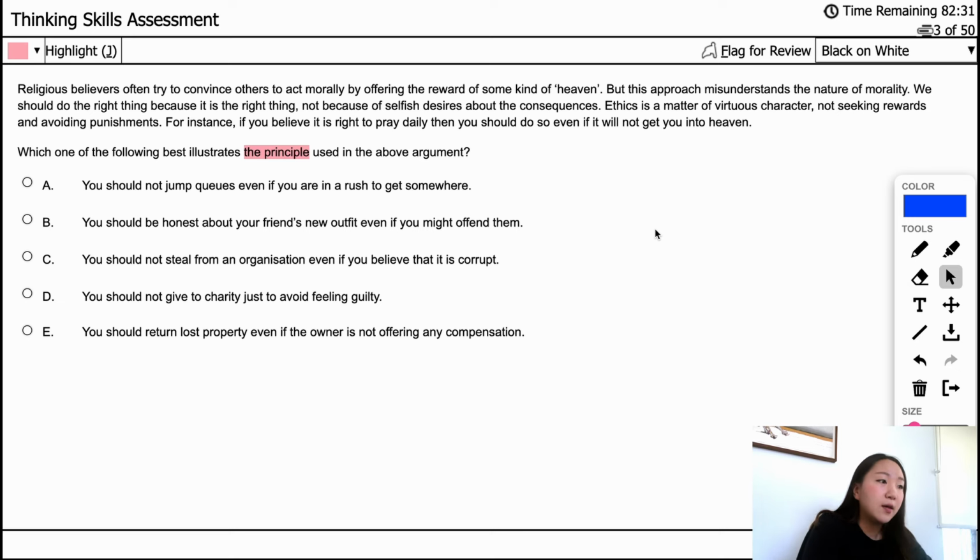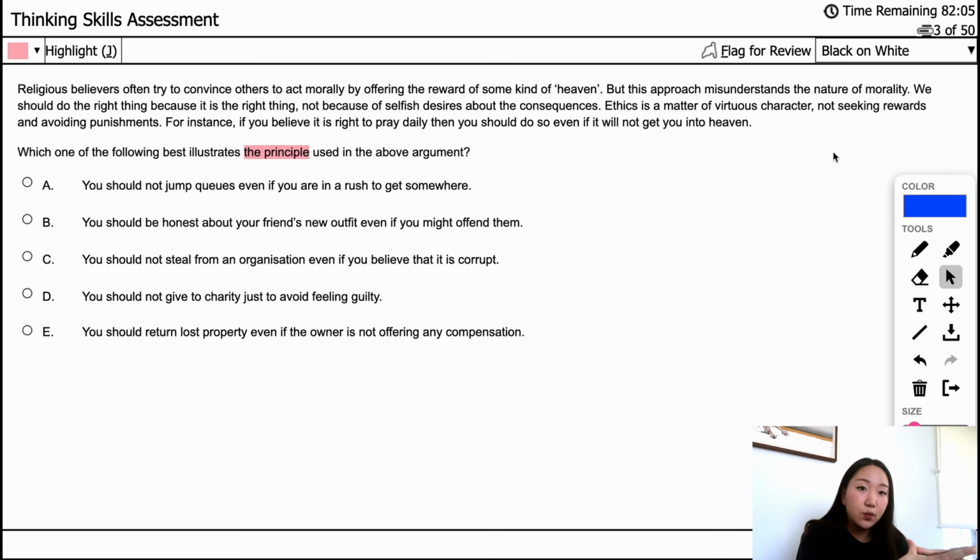what was the original rule. So: religious believers often try to convince others to act morally by offering the reward of some kind of heaven. But this approach misunderstands the nature of morality. We should do the right thing because it is the right thing, not because of selfish desires about consequences. Ethics is a matter of virtuous character, not seeking rewards and avoiding punishments. For instance, if you believe it is right to pray daily, then you should do so, even if it will not get you into heaven.